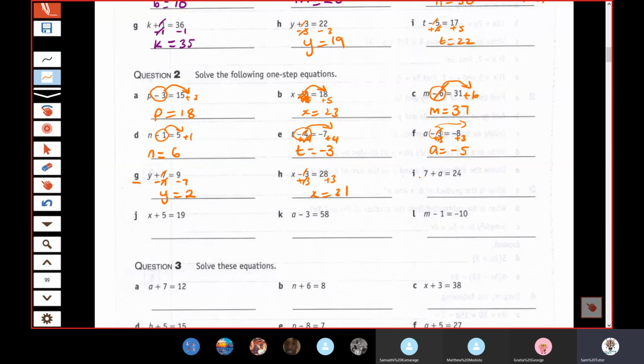Adele, your turn. What's in front of the 7? Is it a plus or a minus, you think? Right now, a plus. If there's nothing there, it's always an imaginary plus. So how do I get rid of a plus 7? Take it away. Minus 7. Opposite. Then you minus 7 here. So A equals 24 take away 7, 17.